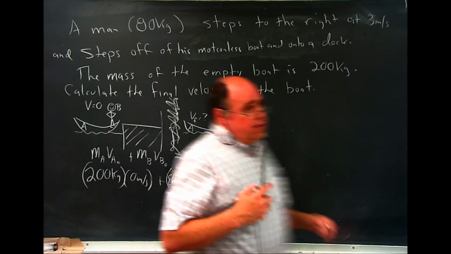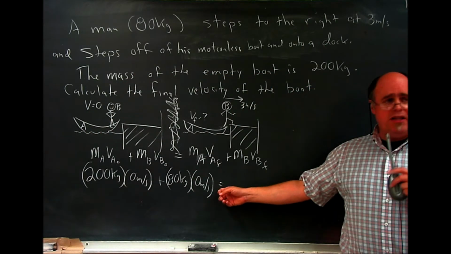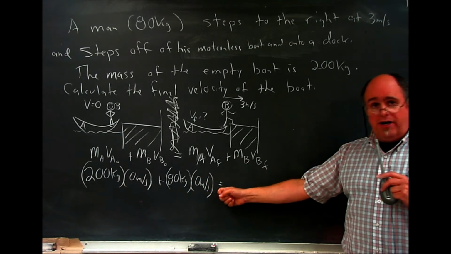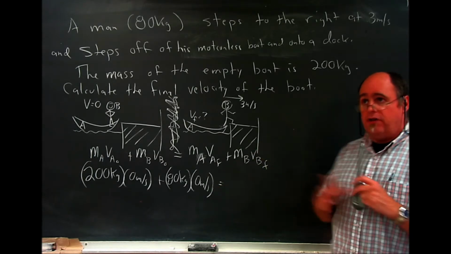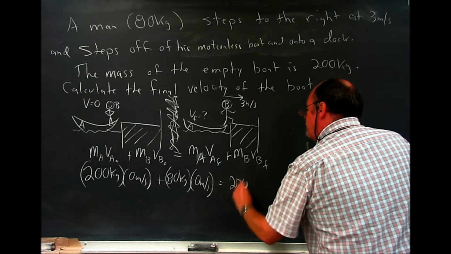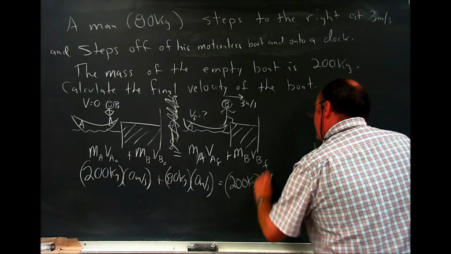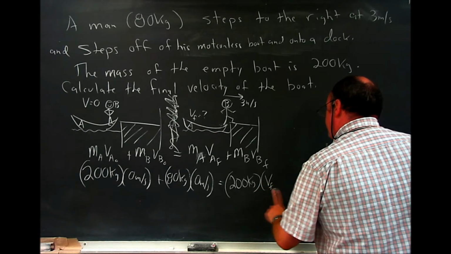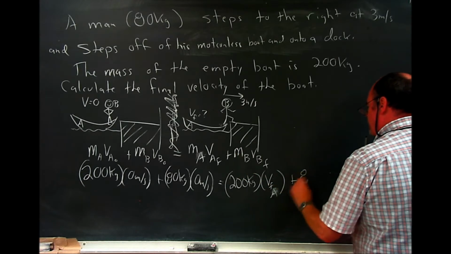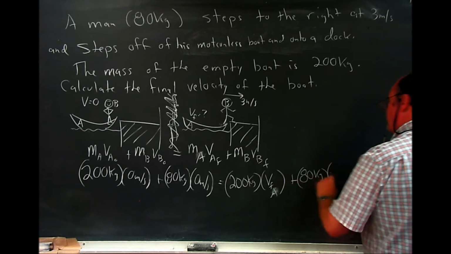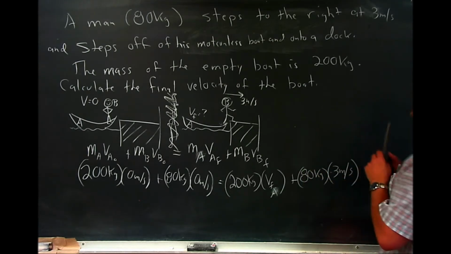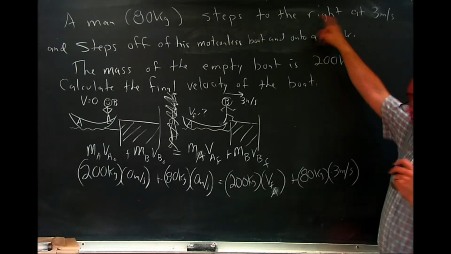Now I say equal because I'm doing conservation of momentum. The total momentum before a collision or separation is equal to the total momentum after the collision or separation. So the mass of the boat is 200 kilograms, and the final velocity is unknown, VA, plus the mass of the person, 80 kilograms, and their velocity was plus 3 meters per second. Because it says right here they were walking to the right, so I've written 3.